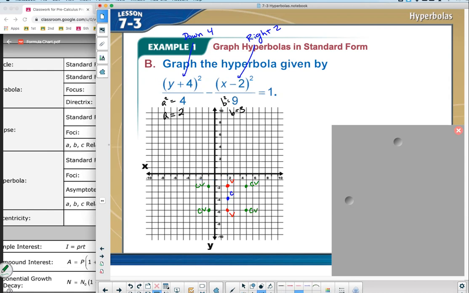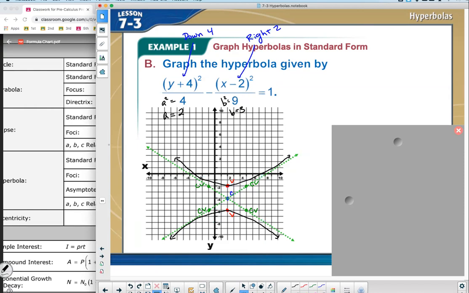I'll add in my asymptotes. So your asymptotes are diagonal lines passing through co-vertices like that. And this one this way, across. And then to draw your hyperbola, you originate it from each vertice, and you just follow your asymptotes. Like that. And the same thing on the other vertex. Like that. This, notice, is a vertical hyperbola.